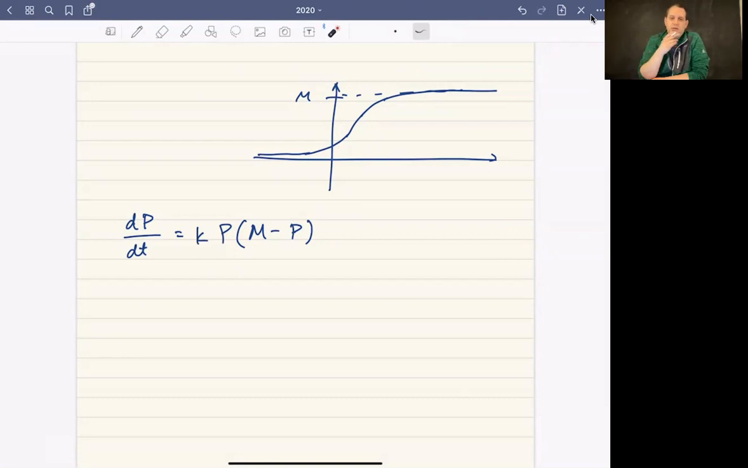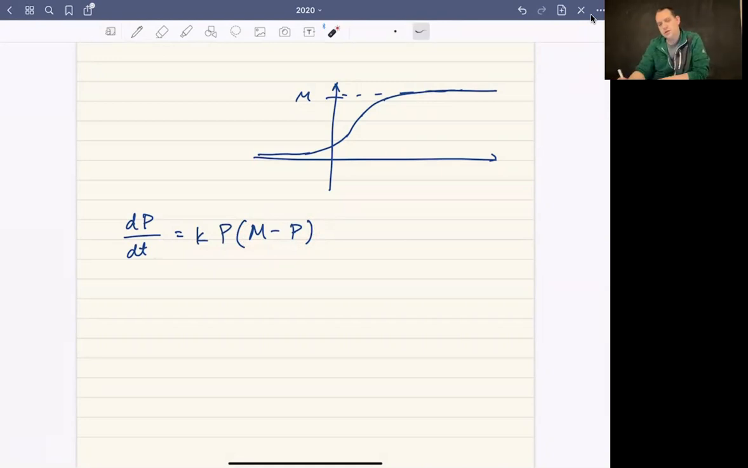It's much more reasonable than exponential, because when P is small, think about what happens when the population is small, then M minus P is basically just going to be M, and the rate of change of P will be proportional to some constant times P, right? So you get exponential growth, at least to start with, when P is small.